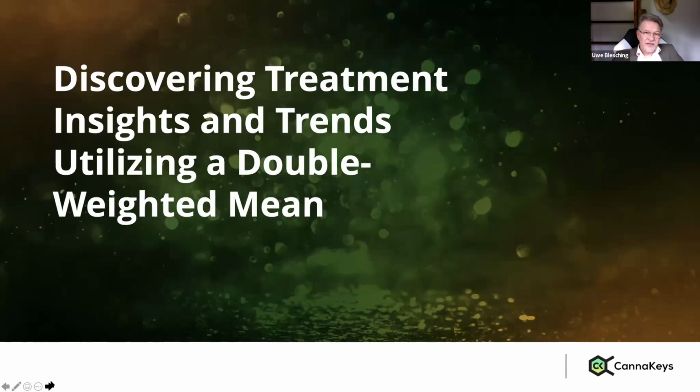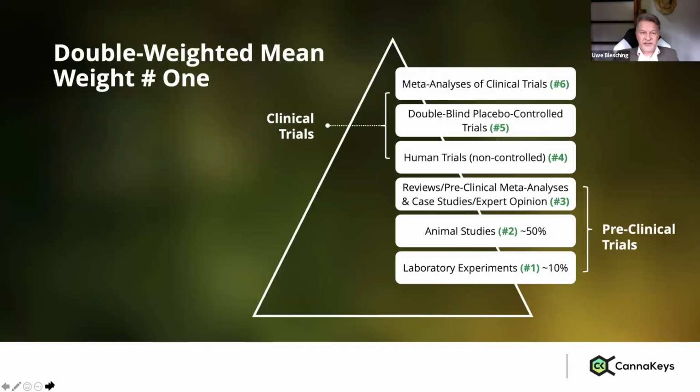Now, one of the key tools that we use at Cannakeys has to do with utilizing a double-weighted mean, and we found it a very useful tool to provide context and easy to access at your fingertips information from a bird's eye view or taking a global perspective. And to very briefly just look at the way we specifically employ a double weighted mean. The first weight is given to each individual trial that is entered into the Cannakeys data bank.